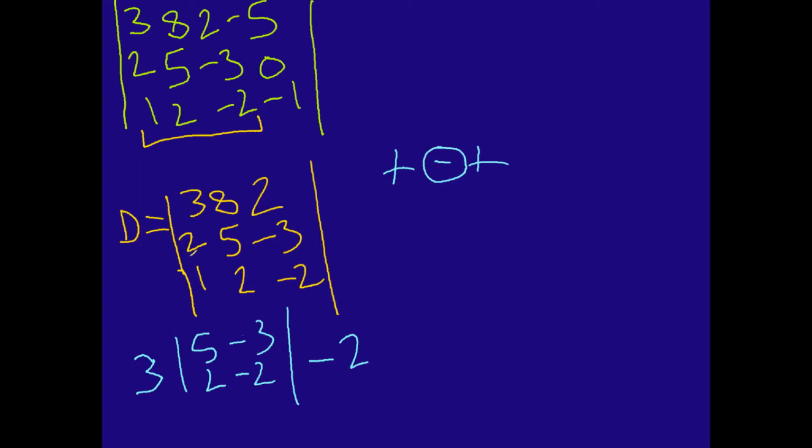Now the next one is going to be -2, because remember, we're going by this guy right here. So we're going to take out this and take out this. And you can see we're going to have 8, 2, 2, -2. All right. So 8, 2, 2, negative 2.